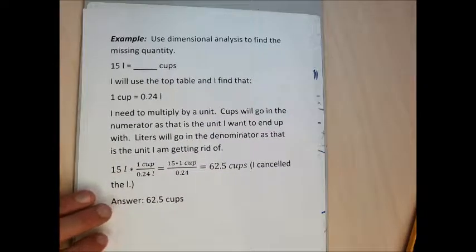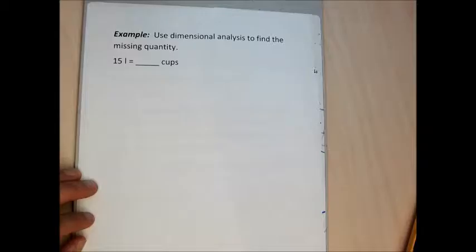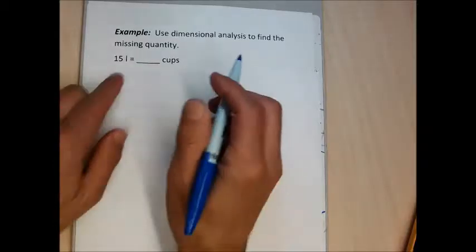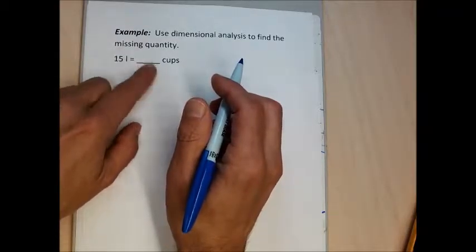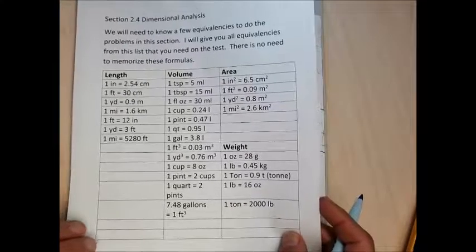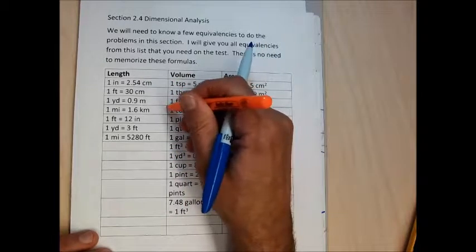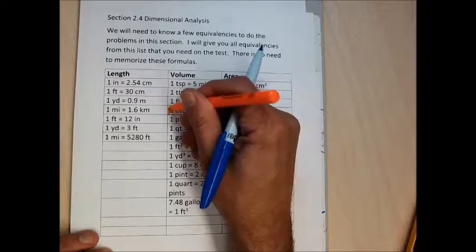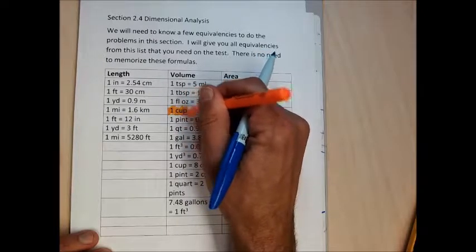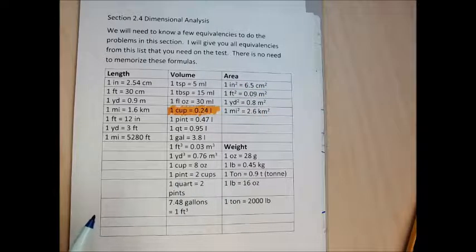Let's do another conversion, and I'm going to do my conversions using fractions. So I want to change 15 L, that 15 L is liters, and I want to change to cups. So let me look at my sheet and see if I have any relationship between liters and cups, because if I do, that's what I'm going to use. And on this sheet under the volume column, I see that 1 cup is equal to 0.24 liters.